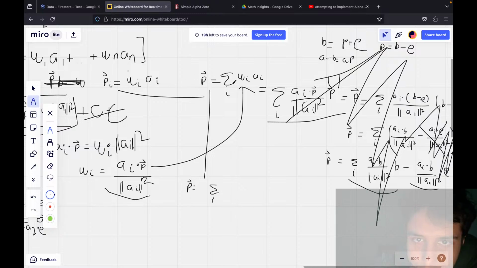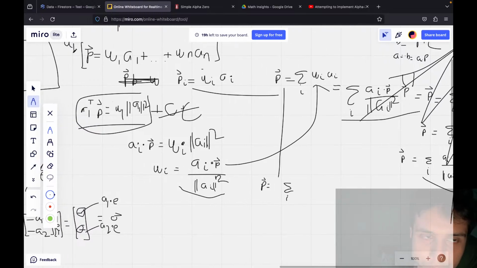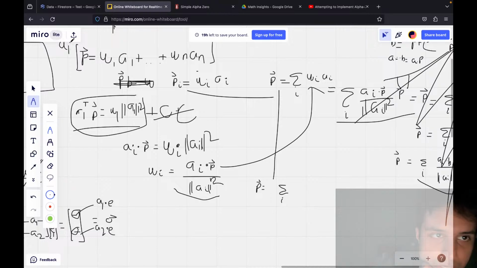But anyway, P is the sum over I of Wi AI, just writing this in the more compact summation notation. Then we exploit the orthogonality of all the AI, because A1 is orthogonal to A2; AI dot AJ equals 0 in the case where I is not equal to J. So we can take this expanded form of P and dot product by AI on both sides, and that basically zeroes everything out.